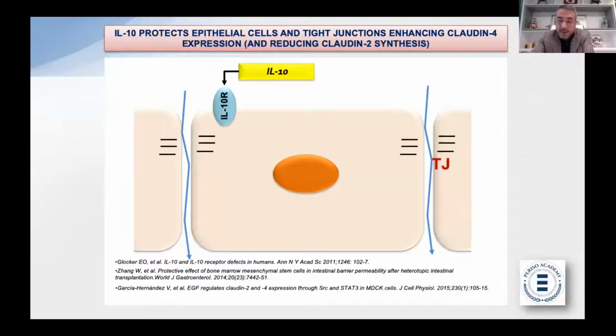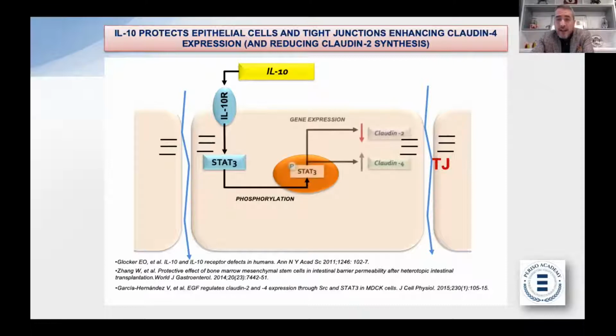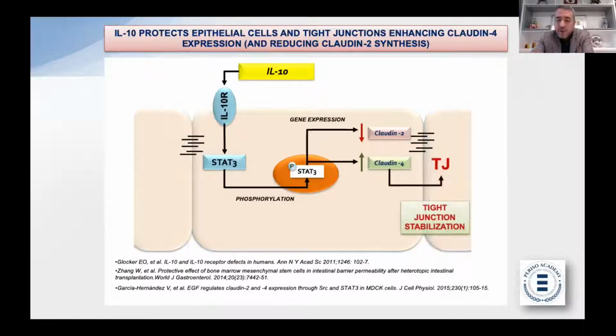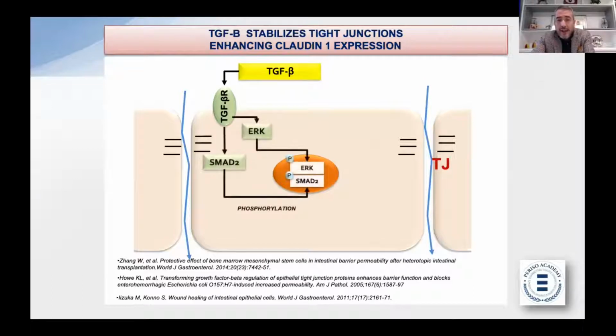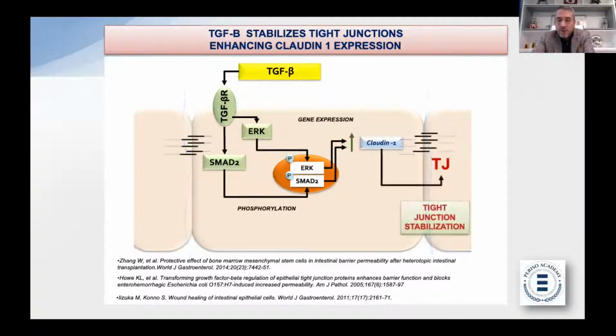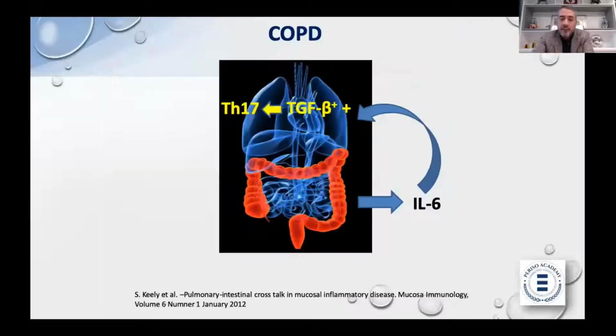For example, interleukin 10 increases and stimulates STAT3, gene expression for claudin 4, and downregulation of claudin 2. This gives more stimulation for tight junction stabilization in the mucus, lung, bowel, or other tissue. And TGF beta is the same. It stimulates ERK and SMAD2 in the nucleus, and gene expression upregulation of claudin 1, and stabilization of tight junctions. This is normal. This is the physiological normality.